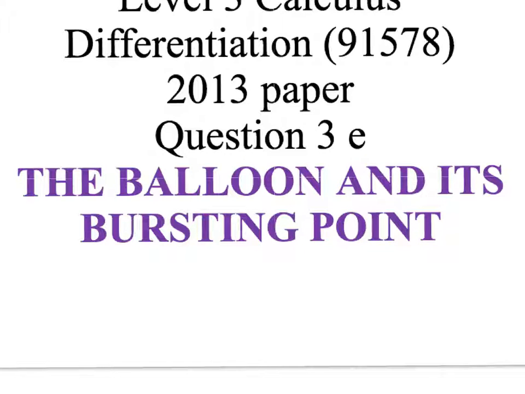Here's the last excellence question from the 2013 paper. This is a related rates question about a spherical balloon being blown up with helium. So you should be thinking chain rule, and that's what it's going to be.